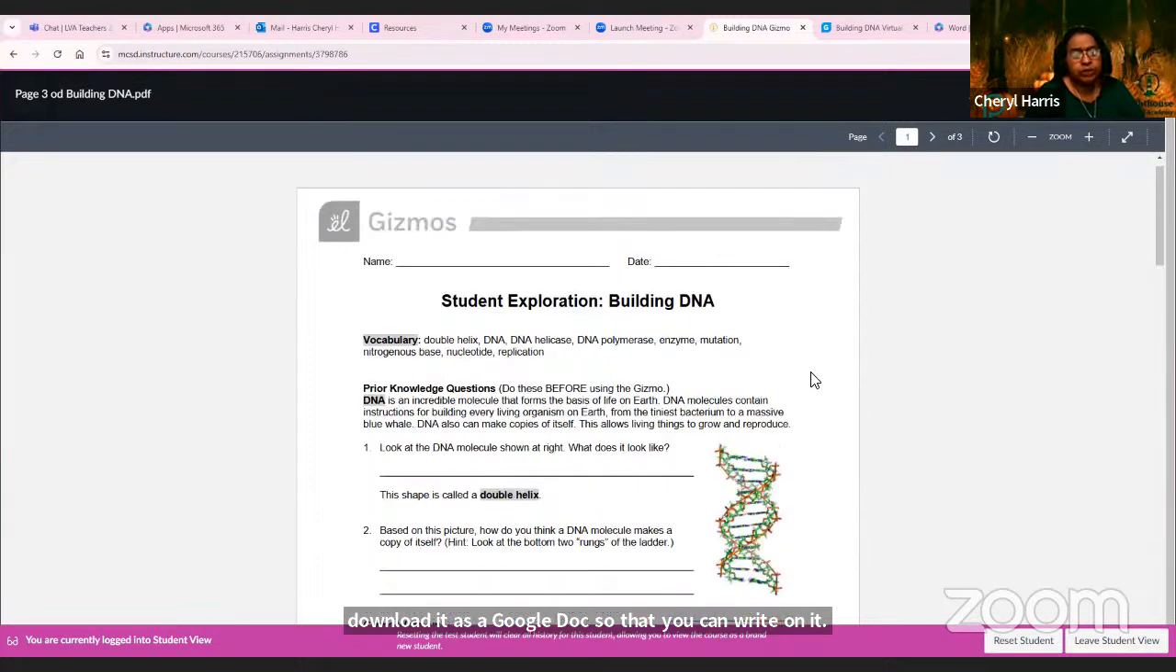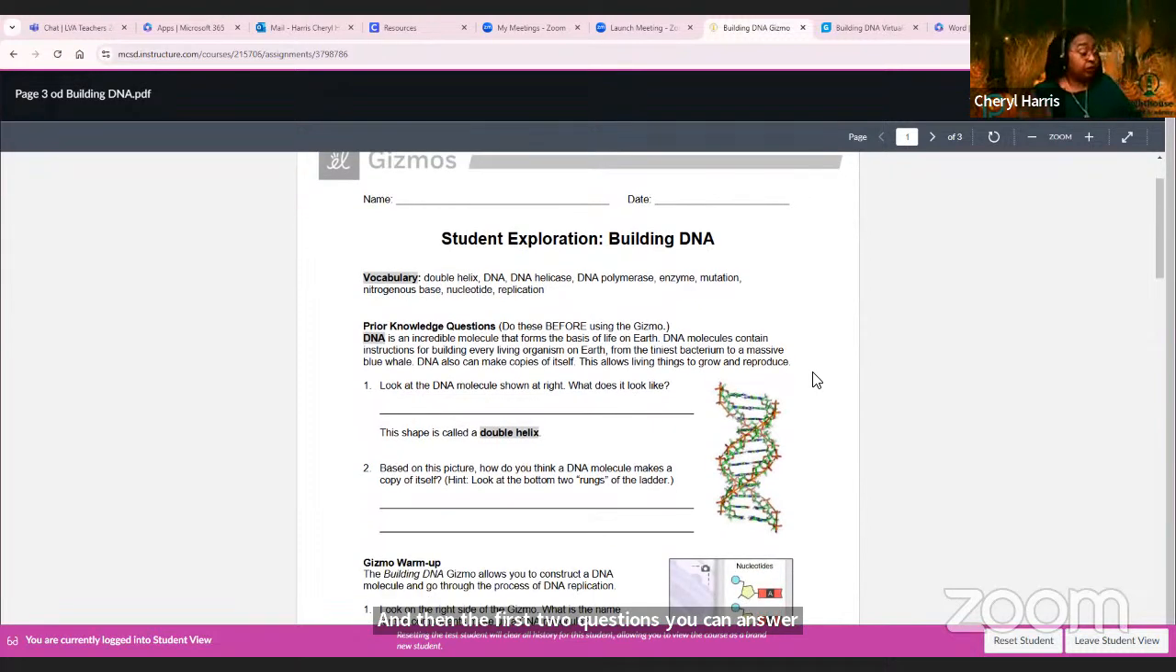And then the first 2 questions you can answer without me pulling up the Gizmo. So also have your Canvas page open for DNA replication. Actually, mine is closed. It's because I'm pulling up this, but you should be on the page that says DNA replication, the one we did the other day. Okay, so with that in mind, you are looking at the DNA molecule to the side. Now, they're already telling you that this shape is a double helix, so that's not the answer that they're looking for. Give a different description of what this looks like.